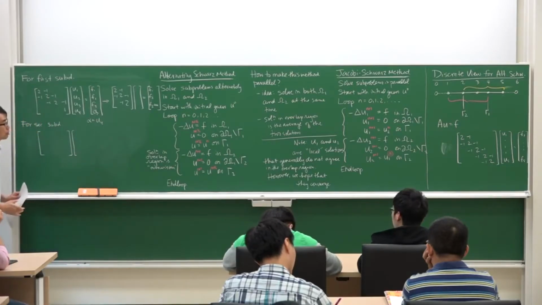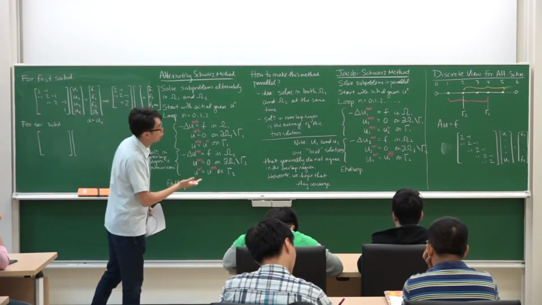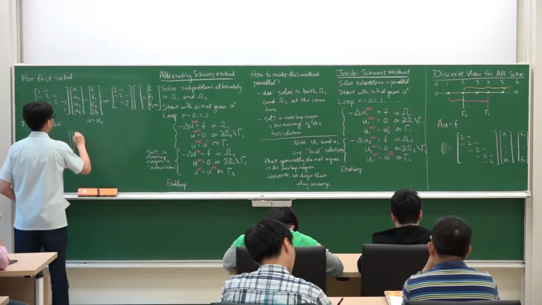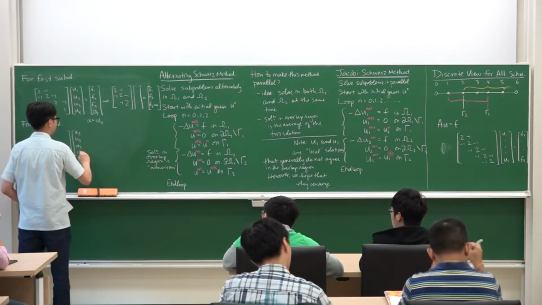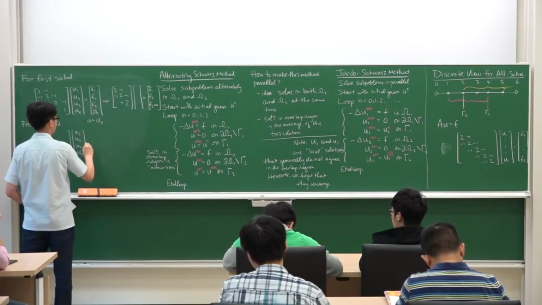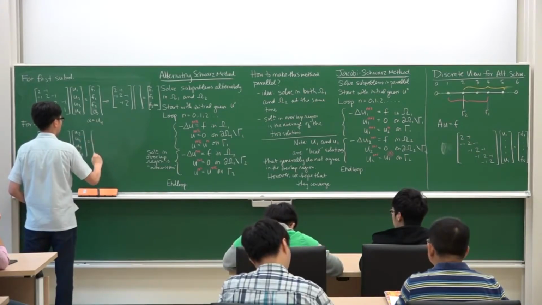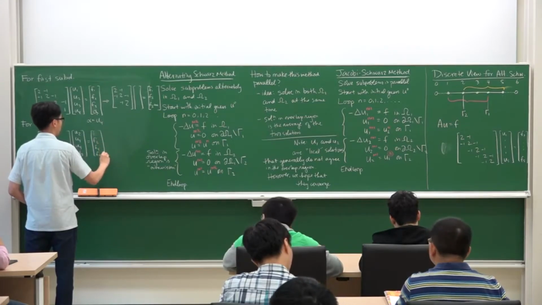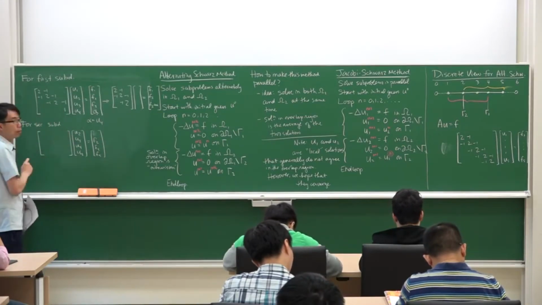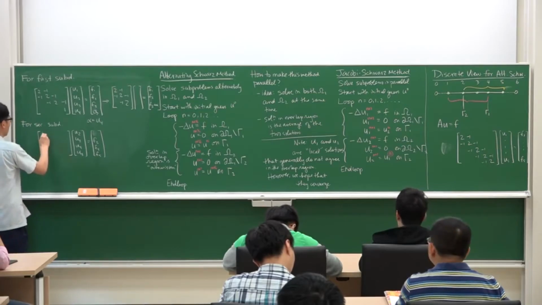So what are the variables of interest? U2, U3, U4, U5, and F1, I'm going to say F3, F4, F5. So U2 is the known boundary value. I'm going to put a 1 here.